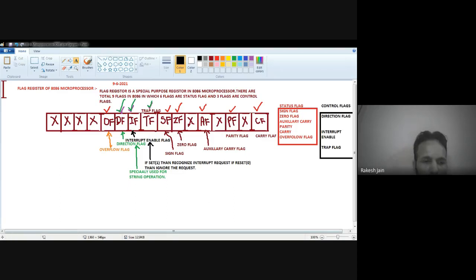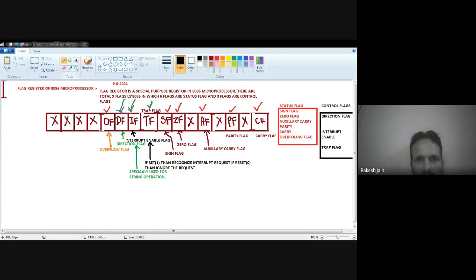Then the last one is your trap flag. The trap flag is used for on-chip debugging. Setting the trap flag puts the microprocessor into single step mode for debugging. If set, then single step debugging. If reset, then no operation is done. So it is basically used for on-chip debugging.